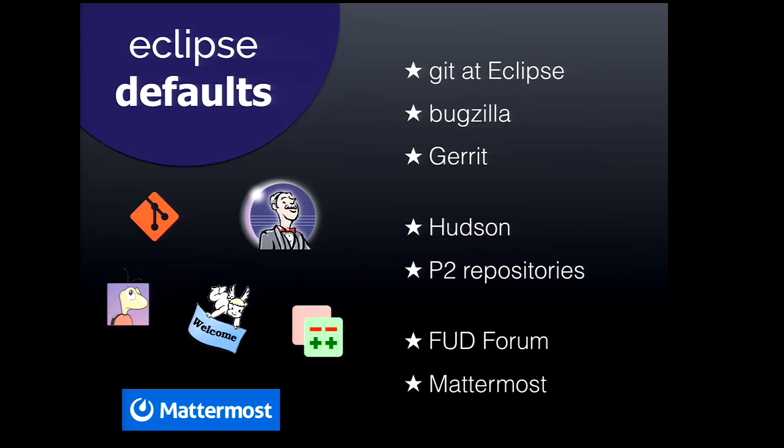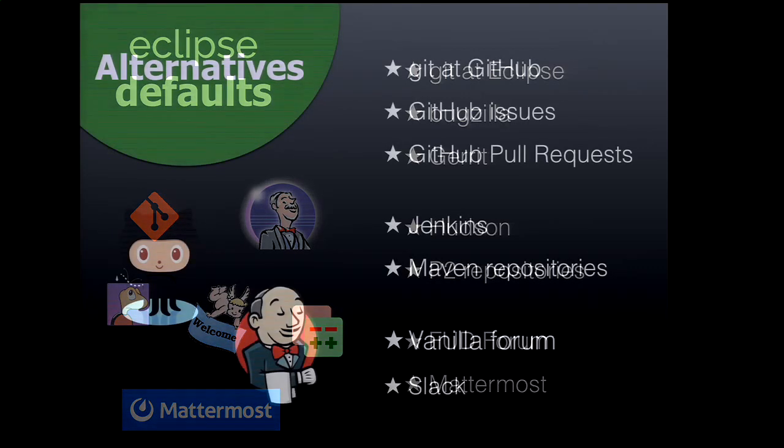But if you try to get out of the Eclipse universe, meaning no longer maybe producing Eclipse plugins, but libraries for the Java community, this is kind of alien. Why? Because people are not looking at Git at Eclipse for finding your project. They're looking at GitHub. They may not have an Eclipse account to file a bug. They may not be familiar with Gerrit. They may not want to use Hudson, and they may not at all produce P2 repositories. They want to do something else.